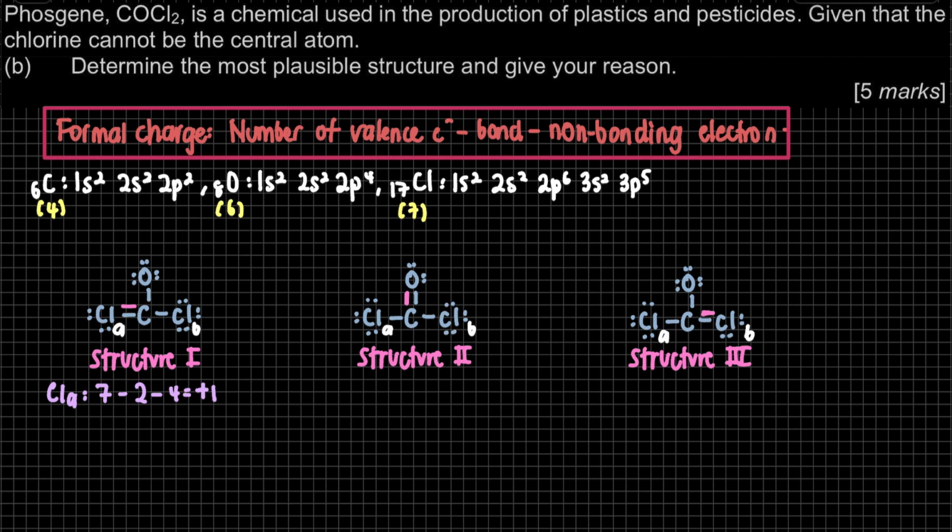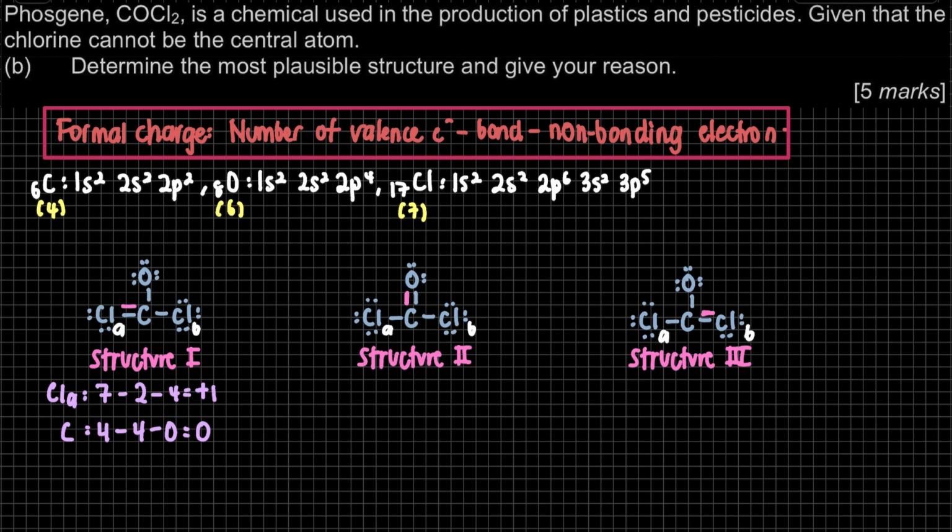Okay, next we're going to calculate for carbon. Carbon has 4 valence electrons minus the number of bonds. Carbon here has 1, 2, 3, 4, so minus 4 bonds, minus the non-bonding electrons. Is there any non-bonding electron here? There's none. So minus 0, equal to 0.